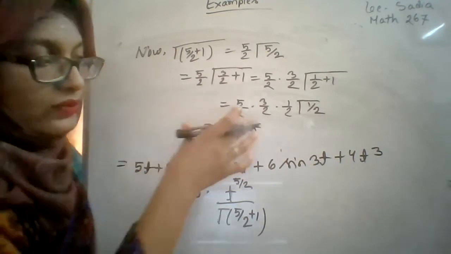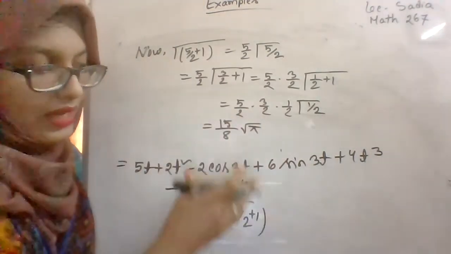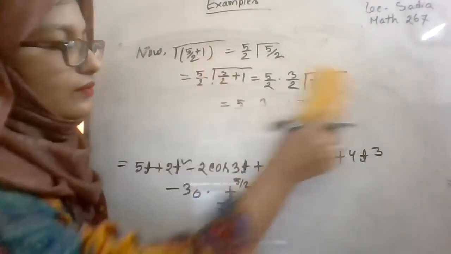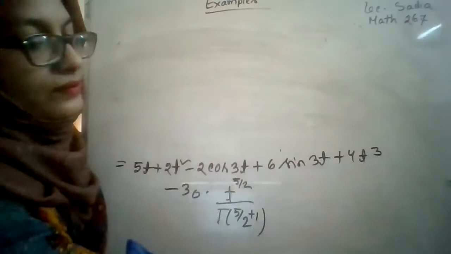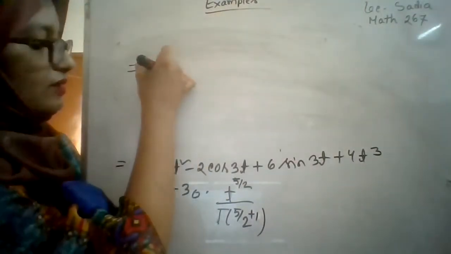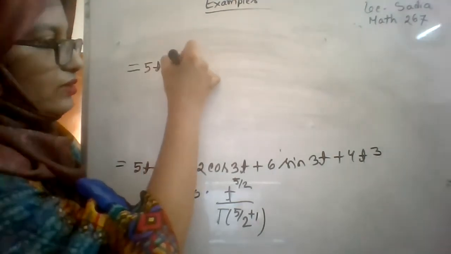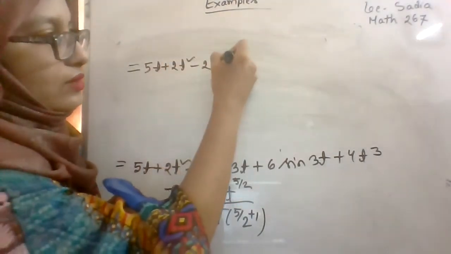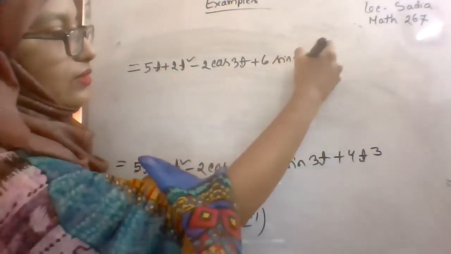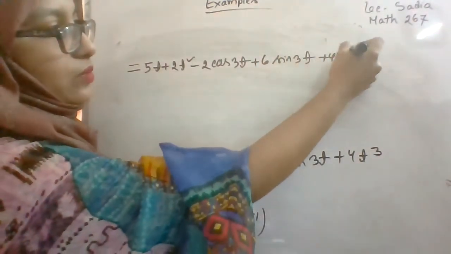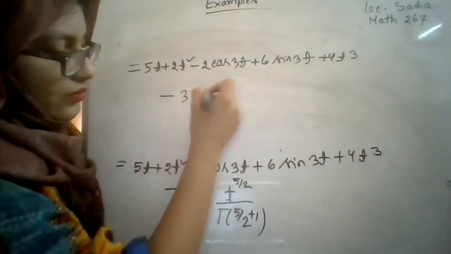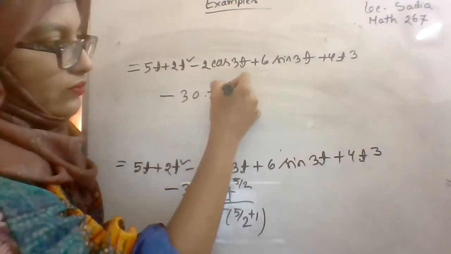Okay, now we will use these values in our required solution. So it can be written as 5t plus 2t square minus 2 cos 3t plus 3 sine 3t, 4t cube, minus 30 into t to the power 5 by 2.